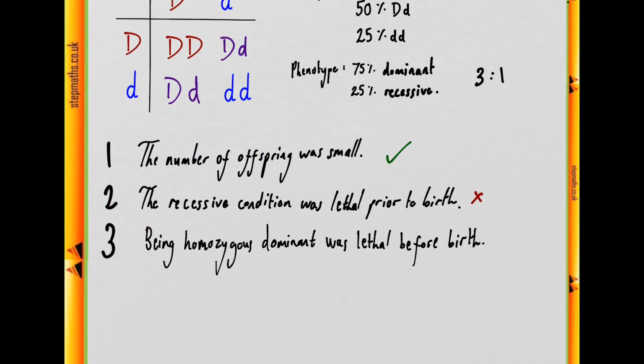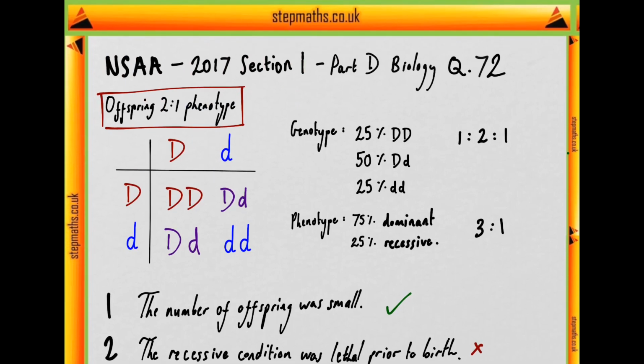And number 3, being homozygous dominant was lethal before birth. Okay, let's think about that again. If we were to get rid of our homozygous dominant, then we'd have a 2:1 ratio genotypically, since we've got rid of this one homozygote, and we would have a 2:1 ratio phenotypically, because our 75% dominant would be reduced to 50 after losing this proportion.